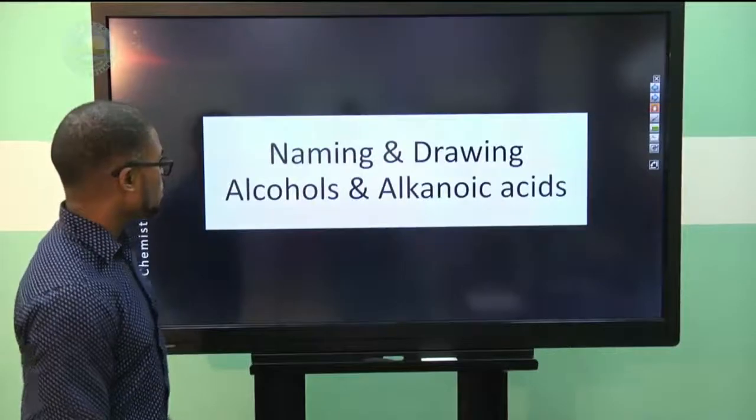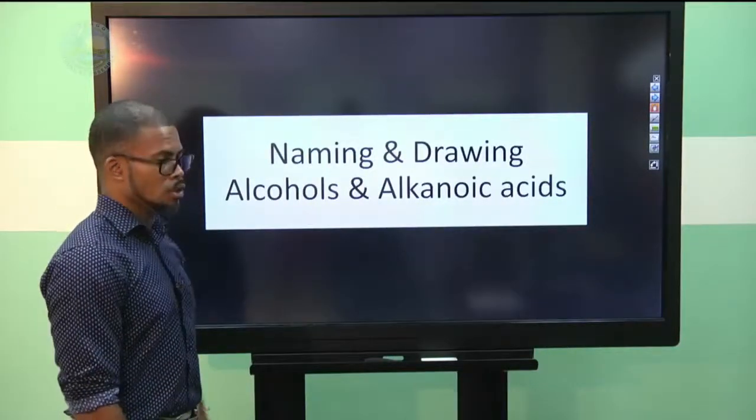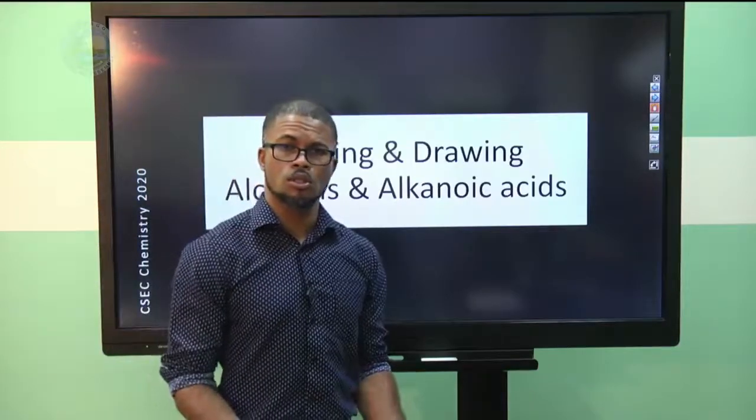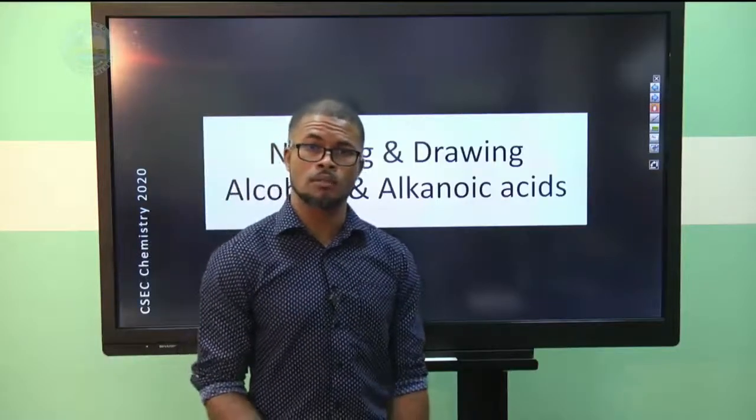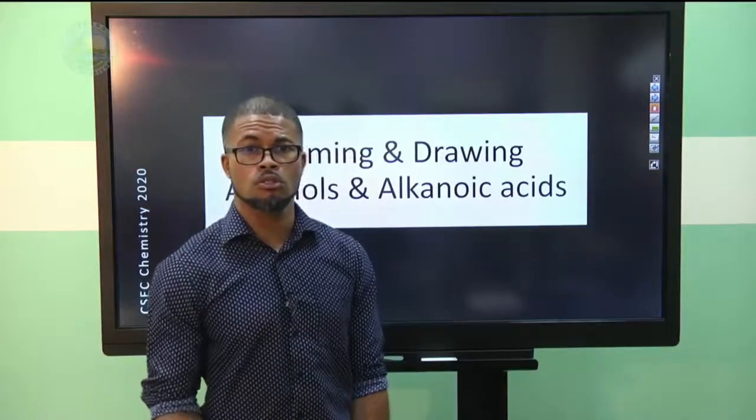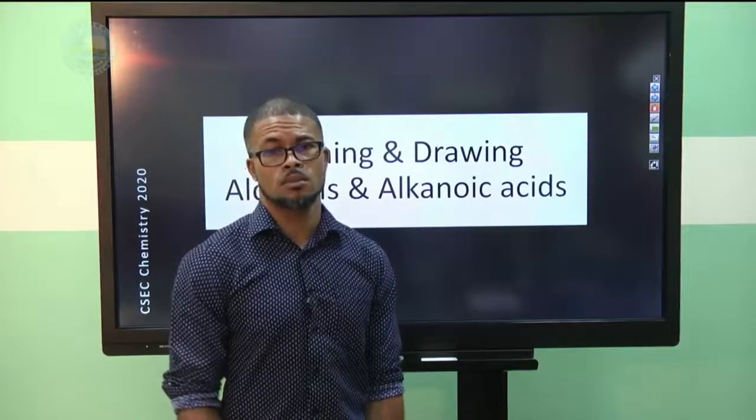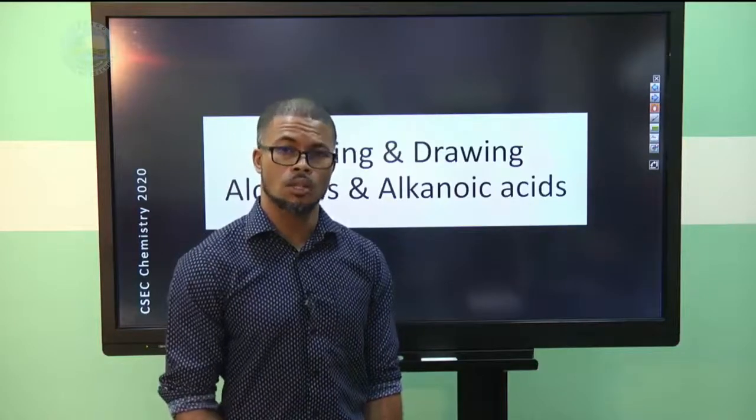So the topic we're going to be looking at today is naming and drawing alcohols and alkanoic acids. Last class, we would have learned how to draw and name alkenes. We looked at the isomers of alkenes, learned how to draw them, learned the rules of drawing them, and did some practice problems. Today, we're going to be doing something similar with alcohols and alkanoic acids.